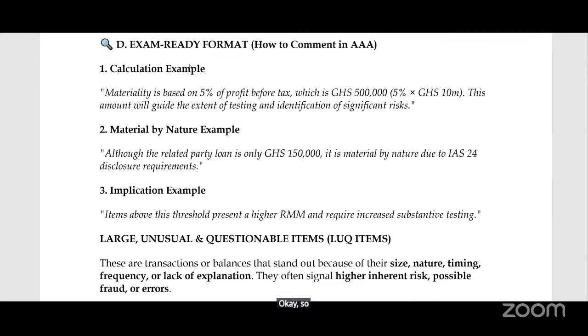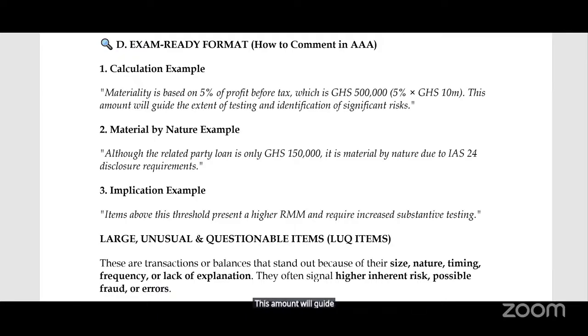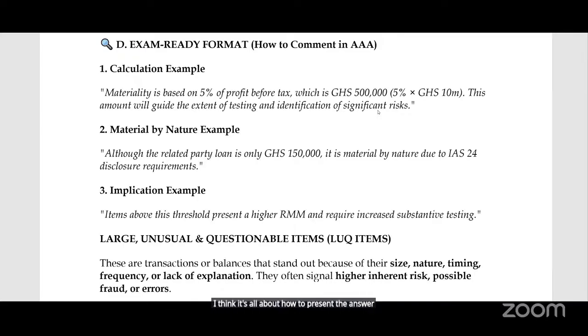So let's see how we deal with this. If you are doing advanced audit, it's all about commentary. So you can say materiality is based on 5% of profit before tax, which is, let's say, 500,000. That's 5% of this. This amount will guide the extent of testing and identification of significant risks. Very good. Audit is all about how to present the answer. So I'm showing you how to do that.